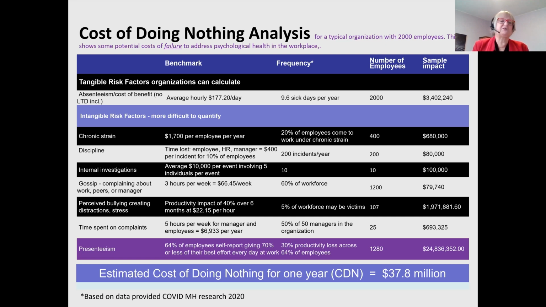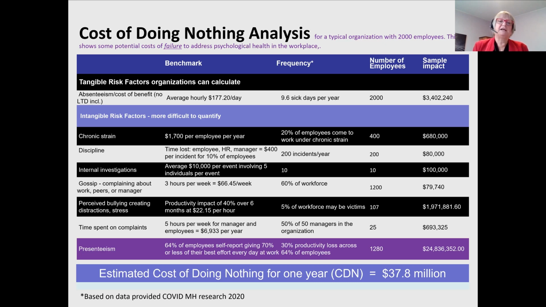The cost of people just gossiping and complaining: we noted that about 60% of the workplace spends about 3 hours per week complaining, and that costs about $80,000. And then perceptions of bullying, distractions, and stress, that's about $1.9 million. The time spent on complaints is about $700,000.